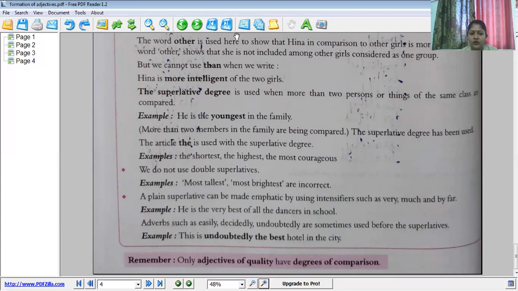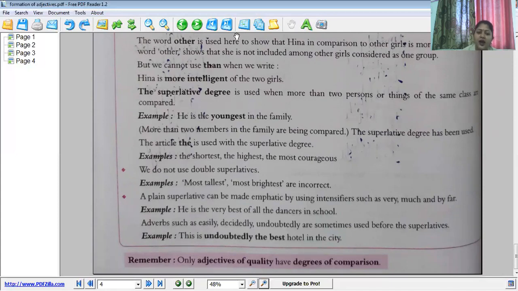Okay, now what do? We do not use double superlatives like most tallest or most brightest. Tallest itself is superlative, so you will not use most along with it. A plain superlative can be made emphatic by using intensifiers such as very, much, and by far. See the examples. He is the very best of all the dancers in the school. He is the best of all the dancers. He is the best. But when you want to emphasize more, what do we use?